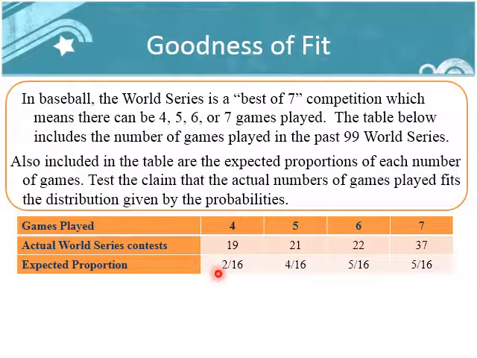So we're given some probabilities, and the claim is that these are the expected proportions, essentially, of the number of World Series games it plays to each number of games. So, in other words, the expected proportion of World Series that play to 4 games is 2/16 or 1/8. The expected proportion of World Series that play to 5 games is 4/16, etc.